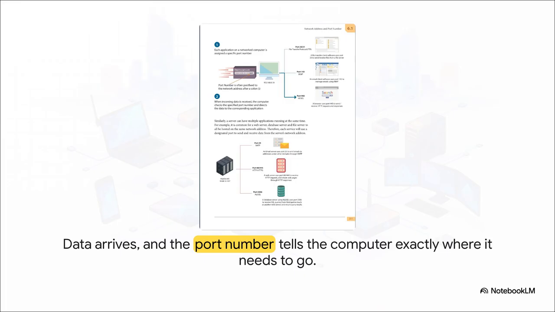And this image here really brings that sorting process to life. See, the data arrives with both an IP address and that all-important port number. Your computer sees that number, like, say, 443 for a secure website, and it acts like a lightning-fast mailroom clerk, instantly shooting that packet of data over to the right application. This is what makes sure your video stream doesn't accidentally end up in your file transfer.